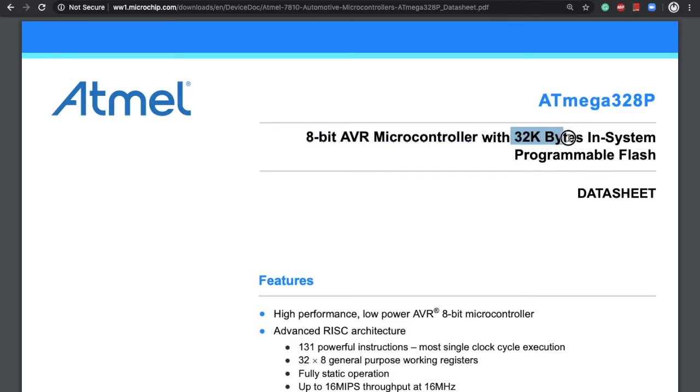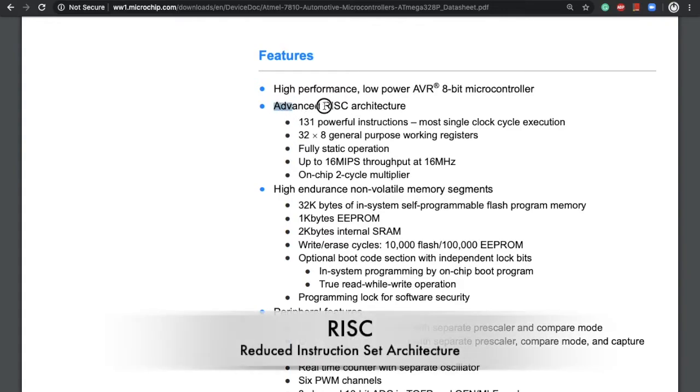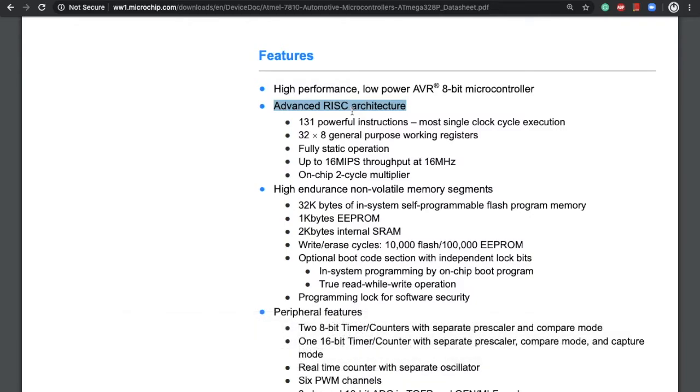And then it's a 32 kilobyte in-system programmable flash. So the internal storage that it has is 32 kilobytes. Then it's advanced RISC architecture, and its counterpart is CISC architecture, which is complex instruction set computing. The microcontroller uses RISC architecture. What it really means is that in a basic sense, one instruction is executed using one clock cycle, whereas the CISC architecture is complex instruction set, and one instruction is executed with multiple clock cycles.